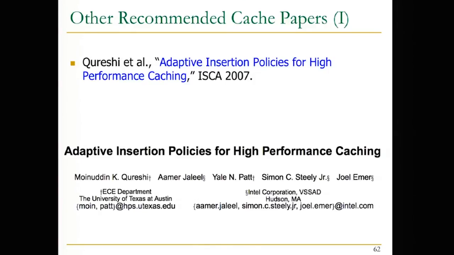There is a bunch of work that has happened over time. This is one of the nice works, actually, that showed how to do adaptive insertion policies. How you decide which priority do you insert the block in? Do you insert it at the LRU position or MRU position, for example? Remember, we discussed that determines how quickly the block gets evicted.